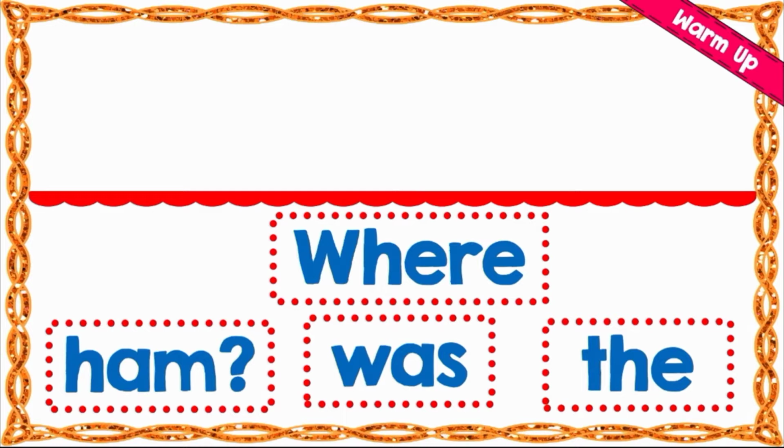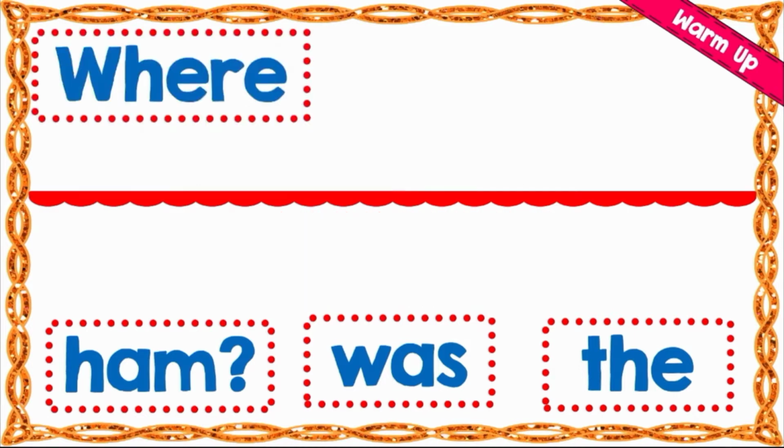We have where, with a question mark, was, and the. Now if you look at this sentence, it is scrambled. We don't know how it is arranged, but if you look at it well, you can fix it because it's easy to fix. So let's see if we can fix this. If you look at it well, you will see where, ham with a question mark, was, and the. Now let's start arranging it.